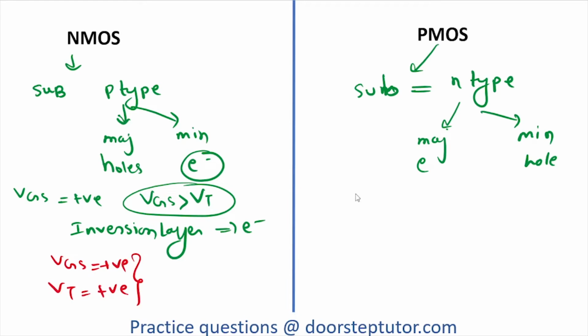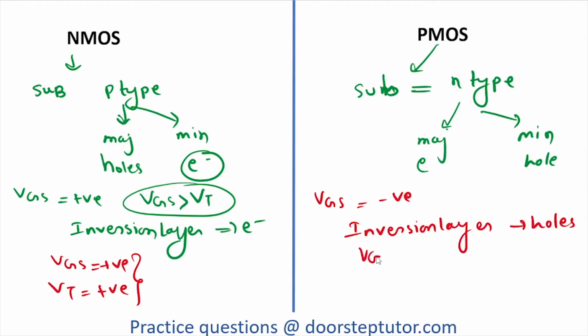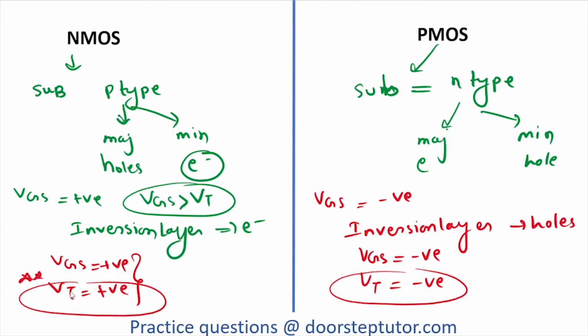Whereas in case of PMOS, if we apply negative VGS, that will create the inversion layer due to holes, because holes will be attracted by this negative polarity and that will form the inversion layer and hence current will start flowing. So the VGS in this case will be negative and the threshold voltage is negative for the PMOS. So that is the main point that we have, the threshold voltage is positive for NMOS, whereas in case of PMOS it is negative.